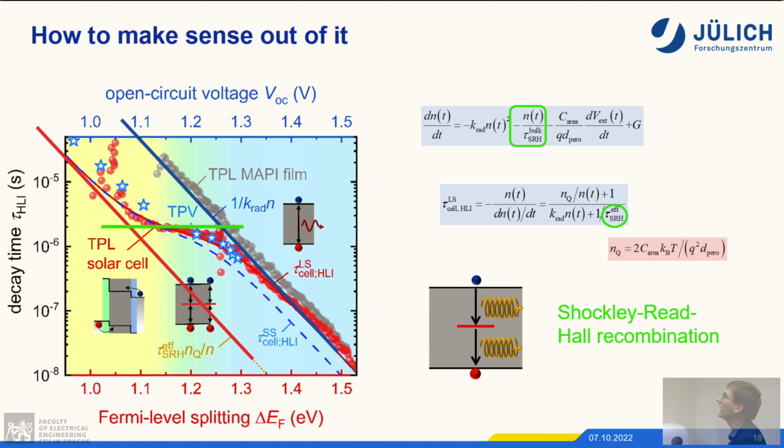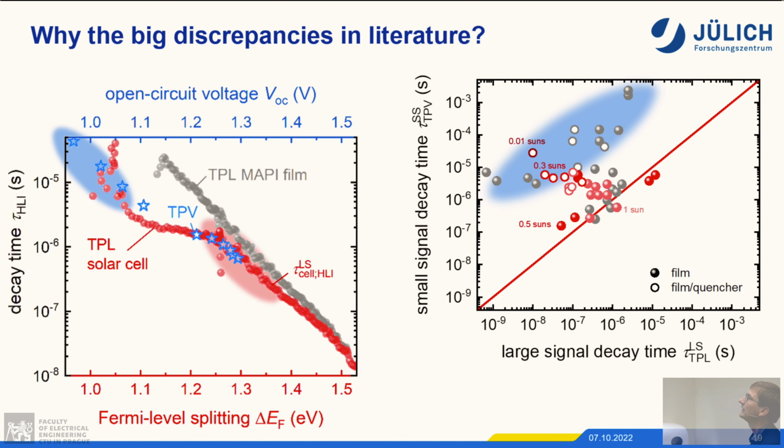Okay, so let's come to the interpretation of this and of our original problem. Why are there so many points that are miles away from the one-to-one line? My interpretation is that TPV measurements are very often done in this regime, which means for smaller bias light intensities, you're very often in the capacitively limited situation where it's the re-injection of electrons from the electrodes, which is a very slow process limited by the capacitance of the device.